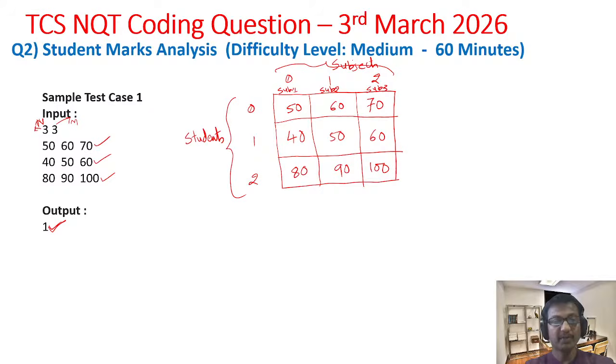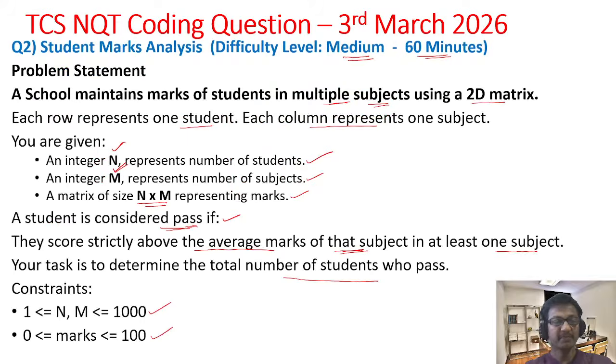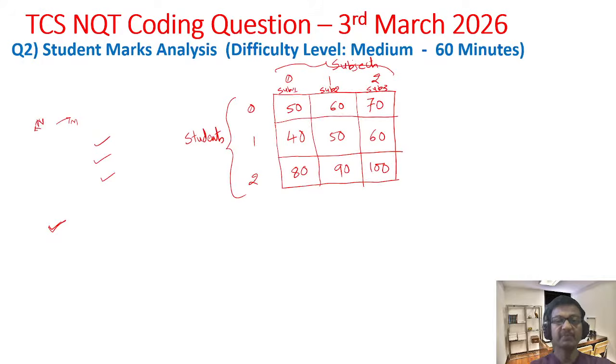If we go back to the problem statement, when is a student considered pass? This is very important to understand. They score strictly above the average marks of that subject in at least one subject. That means we first need to calculate the average marks of each subject. It is not given, only the marks in each subject for each student are given.